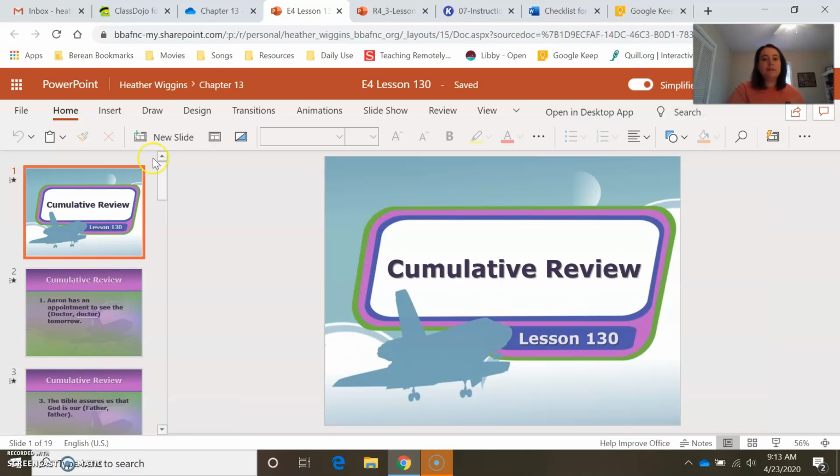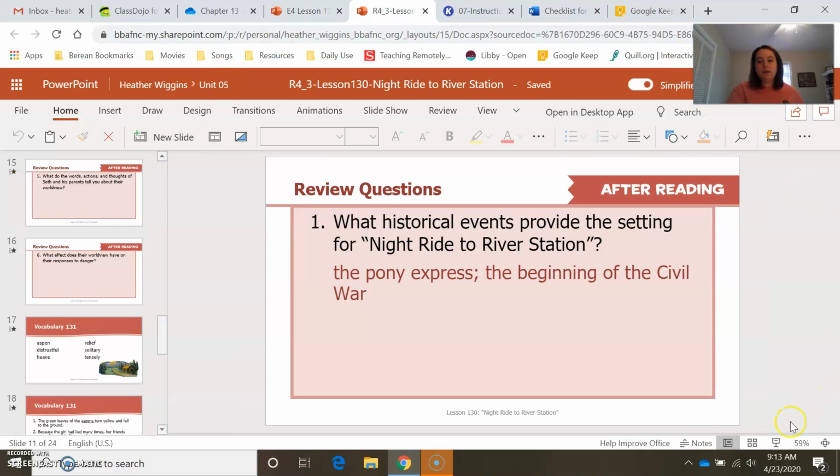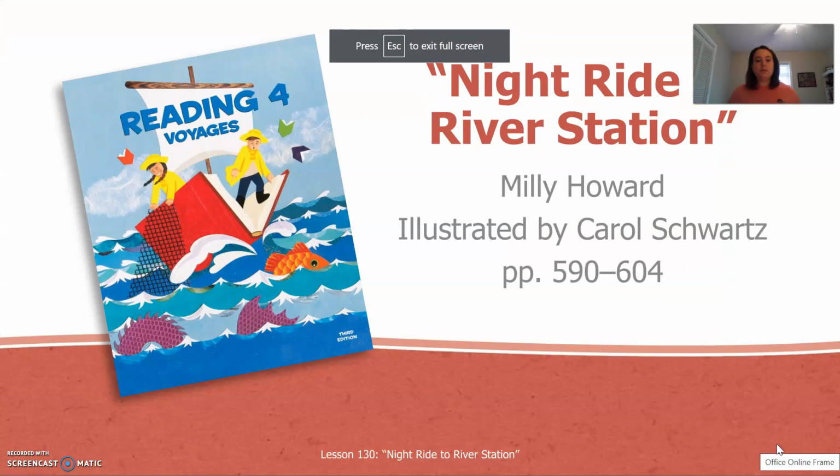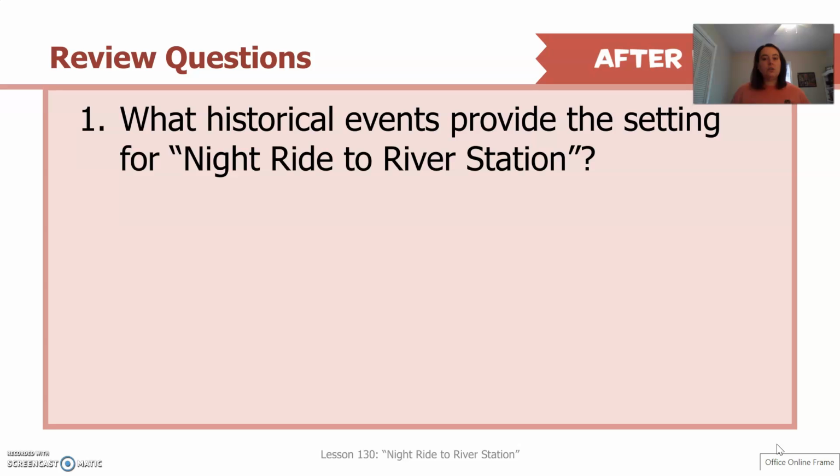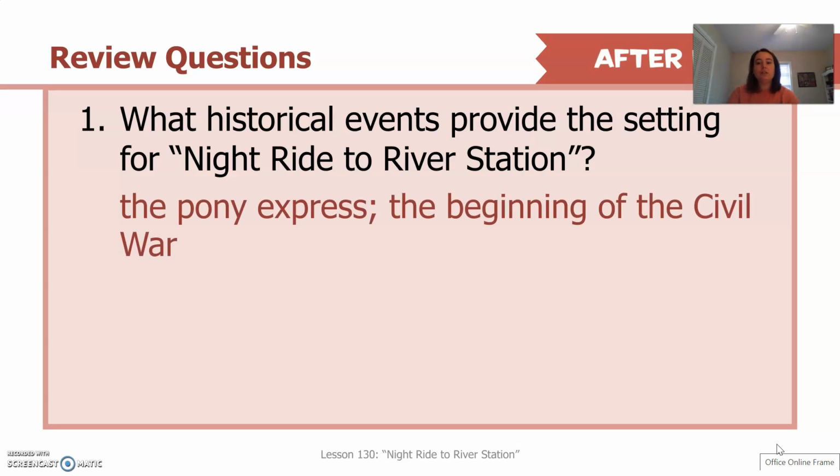Then as we move on to reading today, we are going to continue reading our story here about the Pony Express. So the first review question is, what historical events provide the setting for the night ride to River Station? And so this is where we're looking at the Pony Express at the beginning of the Civil War. Those are the historical events that make this a historical fiction story.